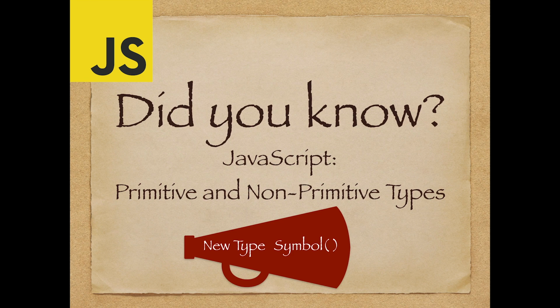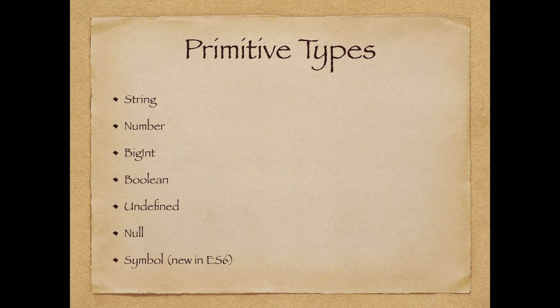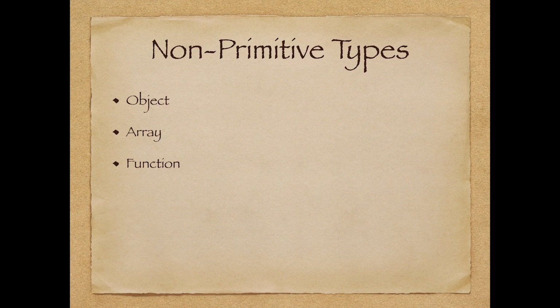For a fact, variables in JavaScript do not have type. Values of JavaScript have type. In primitive types, we have different types like string, number, BigInt, which is a new one, boolean, undefined, null, symbol. Again, symbol is also a new one in ECMAScript 6. For non-primitive types, we have object, array, and function.